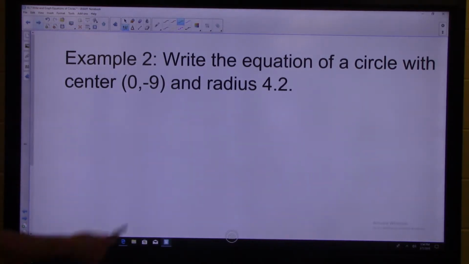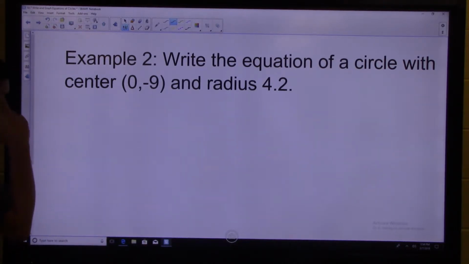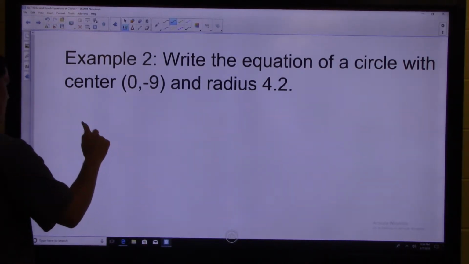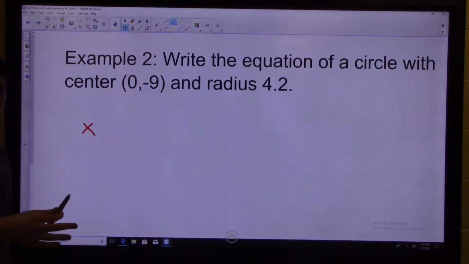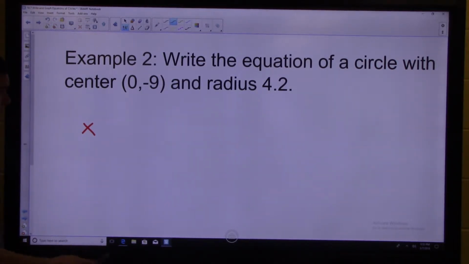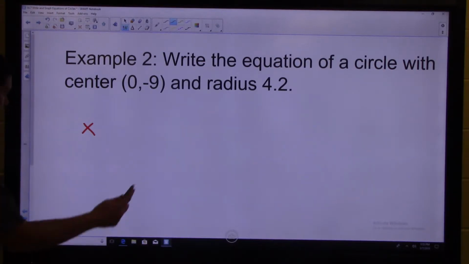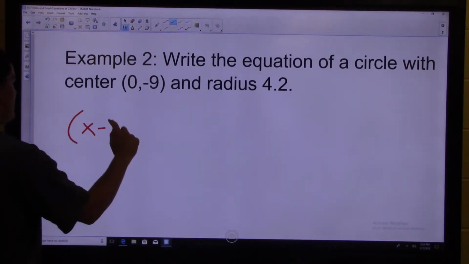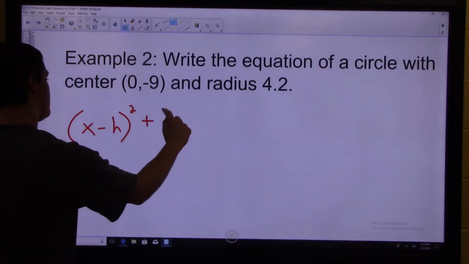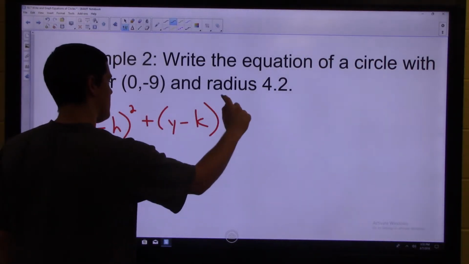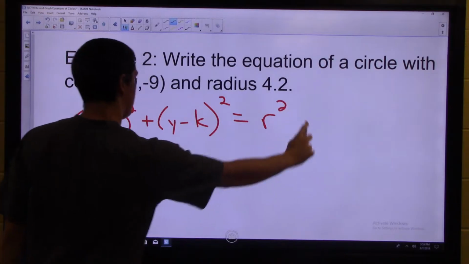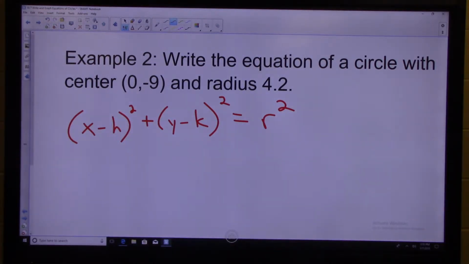Okay, so again, write down the standard form equation of a circle. Try to memorize it without looking. Try to figure out what it's going to be, or try to remember what it is. So it's going to be (x minus h) squared plus (y minus k) squared, and that's going to equal r squared. So there's the formula. Now all we got to do is plug stuff in. So my question is, what's h in this case? Think about that one for a second.